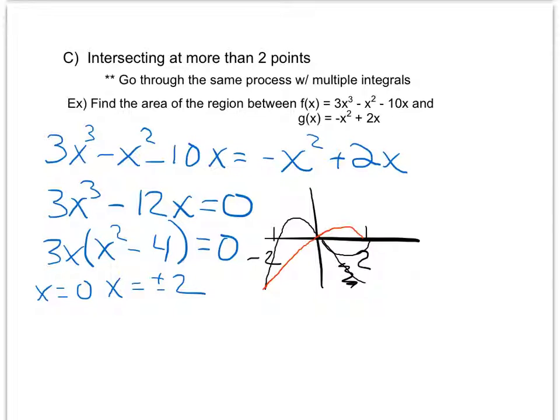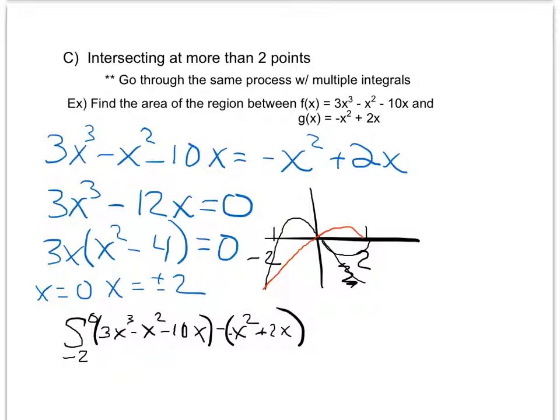So notice that from negative 2 to 0, my cubic function is on top, and from 0 to 2, my quadratic function is on top. So setting up 2 separate integrals, I'm going to have my first integral that goes from negative 2 to 0, where my cubic function is on top, so I'll take my cubic function minus my quadratic function, negative x squared. I'm going to add to that the area from 0 to 2, where now I have my quadratic function on top, and subtracting from that my cubic function.